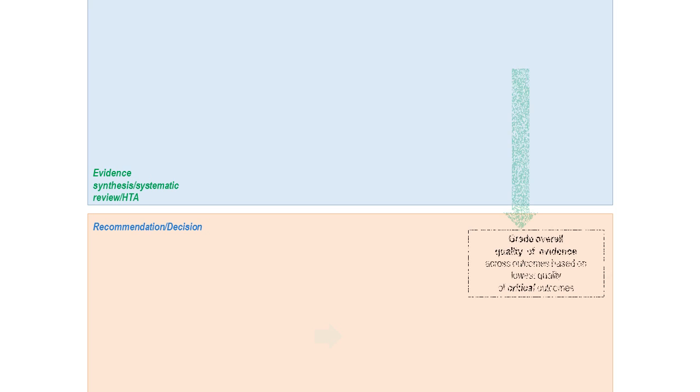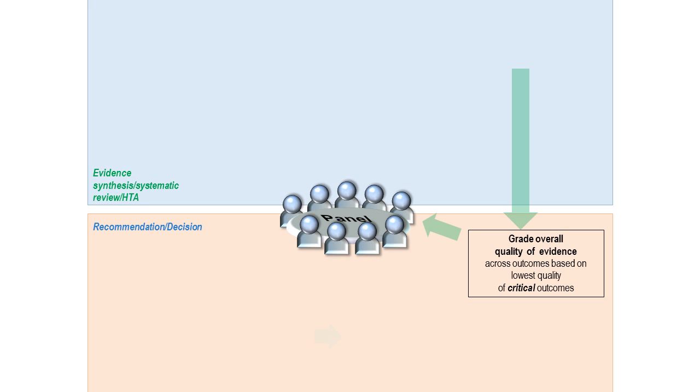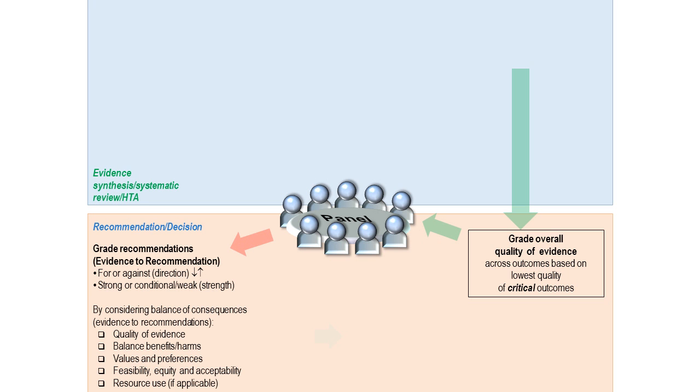When the evidence has been synthesized for all of the benefits and harms of treatments and for the other consequences, including resource use, patient values and preferences, and other issues, the panel will review the evidence and make recommendations. As indicated in the figure, they will need to balance all of the consequences in order to decide whether a recommendation is for or against the use of an intervention and whether the recommendation is strong or weak.